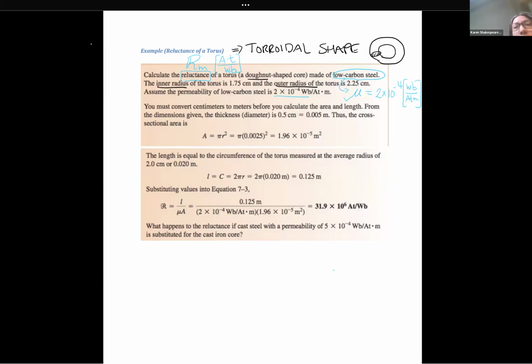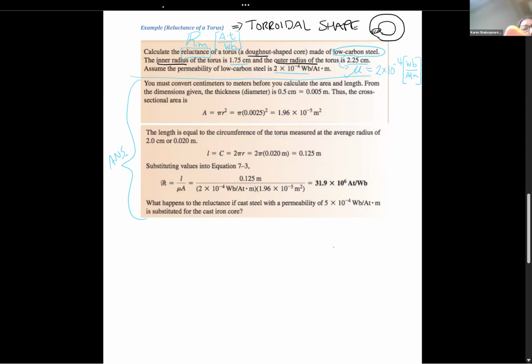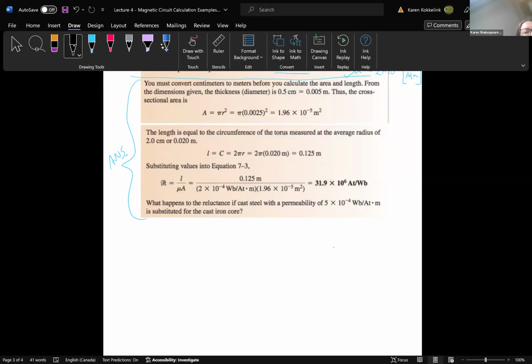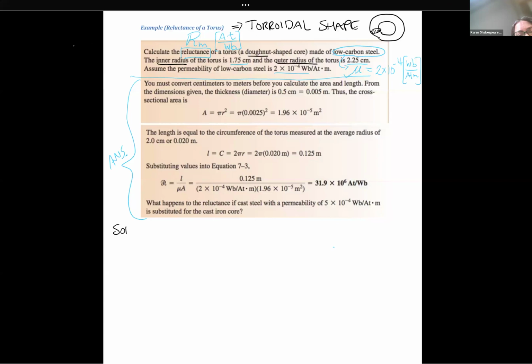It has an inner radius that is known and an outer radius that is known. So I know its shape. And that's the question. Calculate the reluctance. That's the question. Now there is an answer given, but I'm going to do my own solution as well and kind of walk through it. So, solution. The question is, please calculate the reluctance.